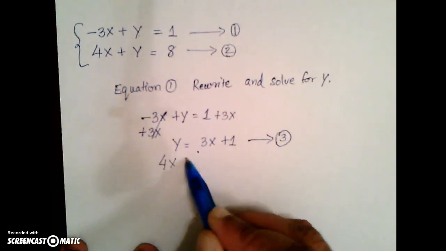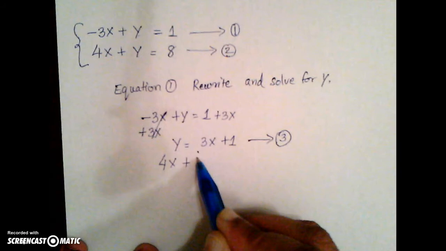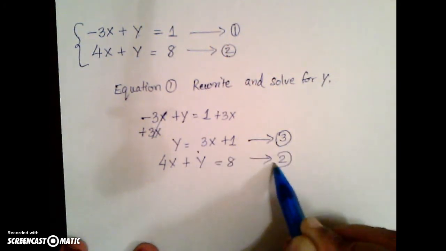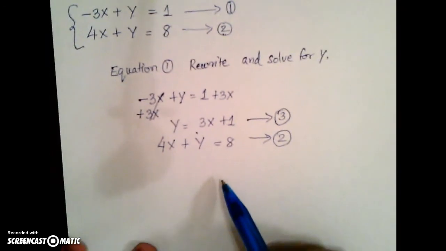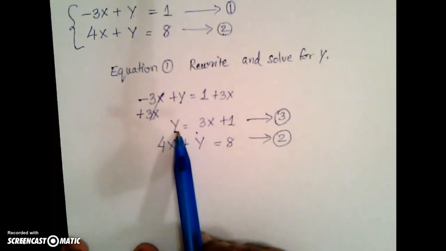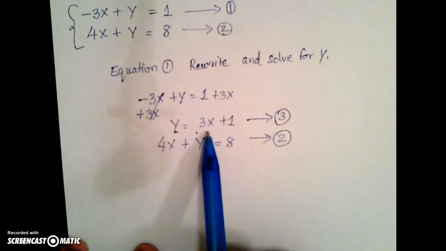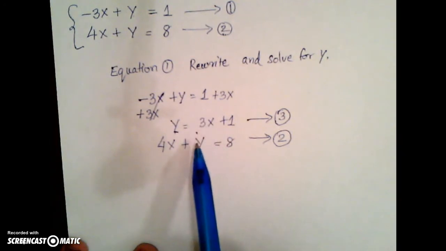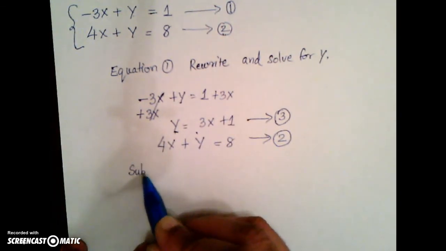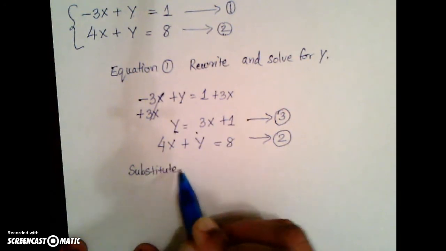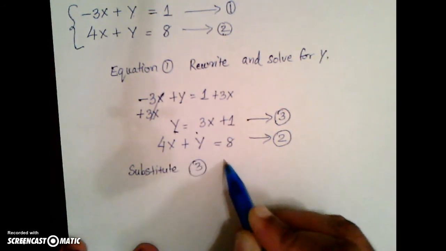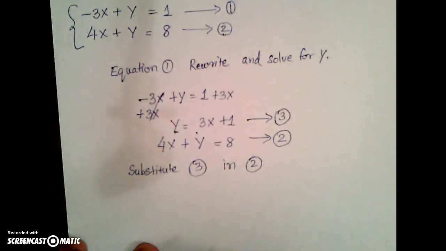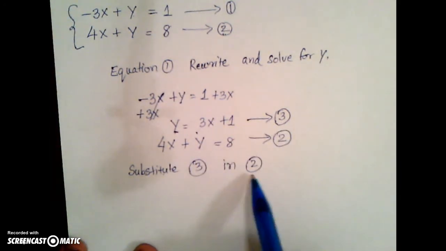So I have one equation which is y equal to 3x plus 1. I have the second equation 4x plus y equal to 8. This is equation number 2 as is. So now one of the equations is telling me what y is. Y is 3x plus 1. So I'm going to use that information and plug it in, replace this y or substitute for this y. So I'm going to substitute equation 3 in equation 2.